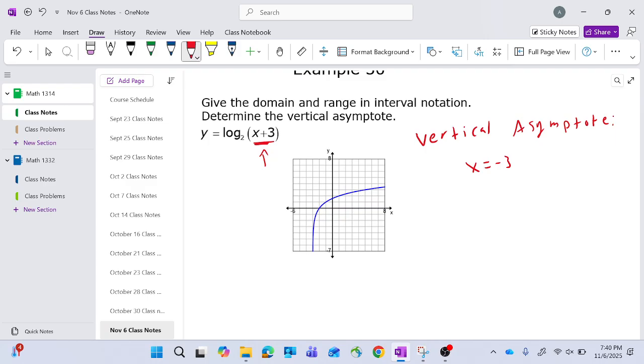Make sense, guys? All right. Your domain is always going to be from your vertical asymptote outwards, so from -3 to infinity. And you can kind of look at the graph. You start at -3 and go to the right forever. That's the domain. And the range is all real numbers.